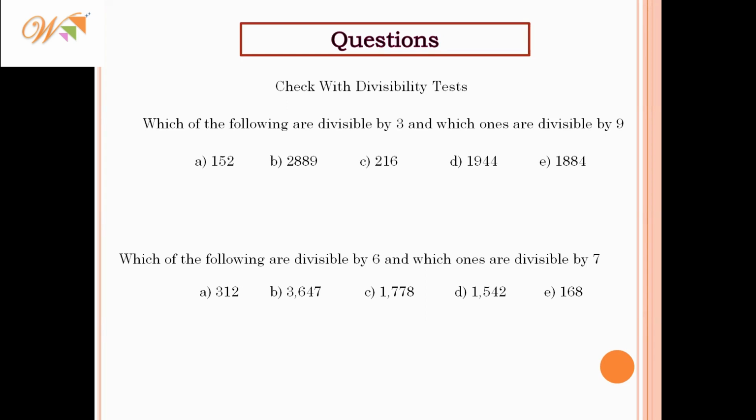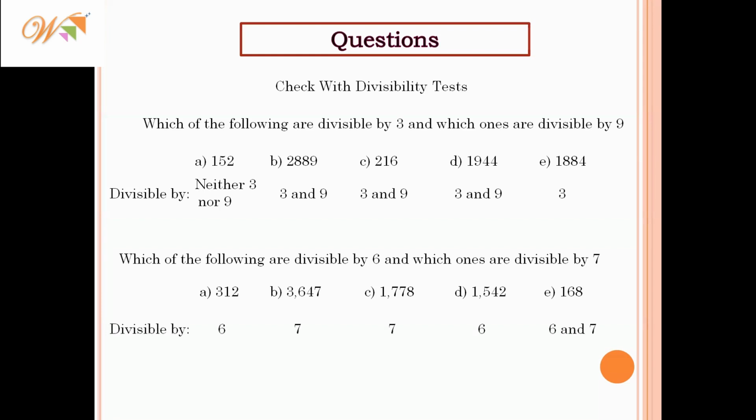So, first question is which of the following are divisible by 3 and which ones are divisible by 9? Our first number is 152. 1 plus 5 is 6, 6 plus 2 is 8. So, 8 is neither divisible by 3 nor divisible by 9. Second, 2889 is divisible by 3 and 9 both. 216 is divisible by 3 and 9 both. 1944 is divisible by 3 and 9 both. And 1884 is divisible by 3.